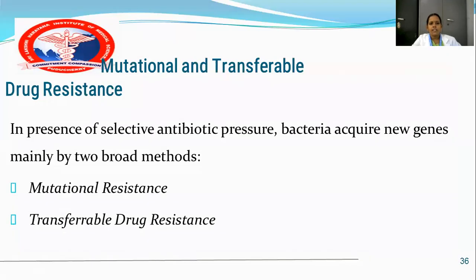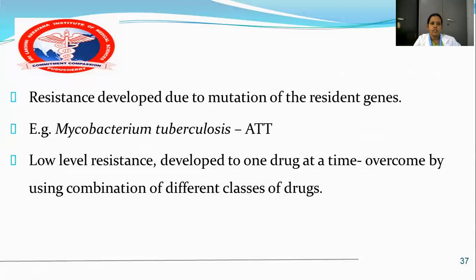So, how is resistance acquired? There are two broad types: mutational resistance and transferable drug resistance. Mutational resistance develops due to mutation of the resident genes. For example, Mycobacterium tuberculosis and anti-tubercular drug therapy. Sometimes, even though the patient has taken the medicine, he or she is still acid-fast bacilli positive. Why? Because he is getting resistance.